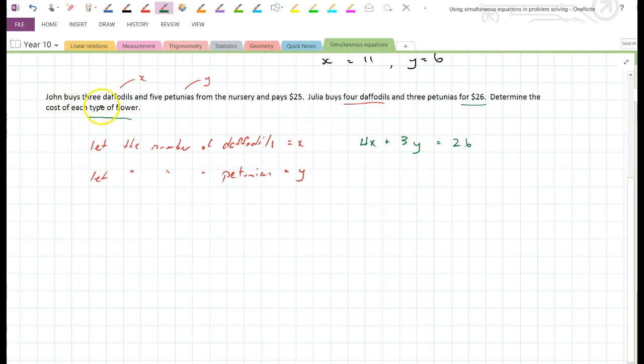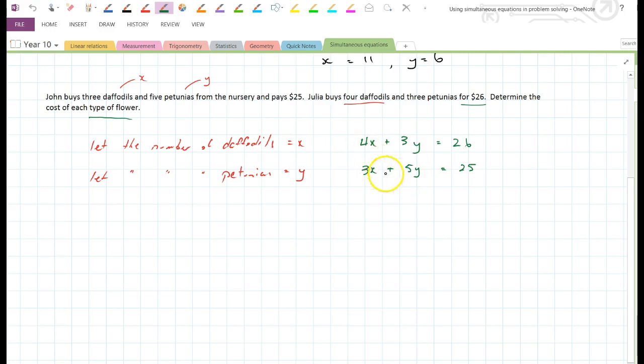John buys 3 daffodils and 5 petunias. I've done this back to front in terms of doing Julia before. John doesn't matter. 3 daffodils, 5 petunias and paid $25. Okay, let's sit back and look at this now. So these are my 2 equations I need to solve simultaneously to find out the numbers of daffodils and petunias that I'm buying, and then from that how much they cost.